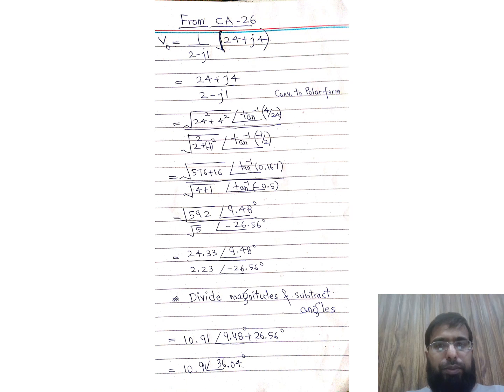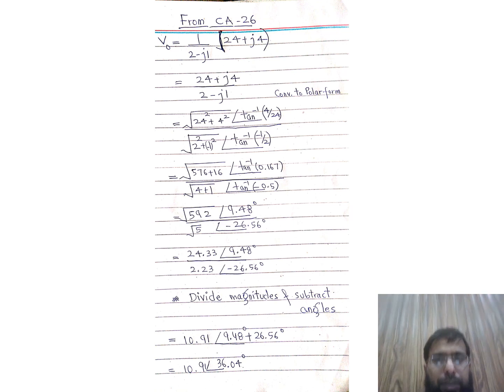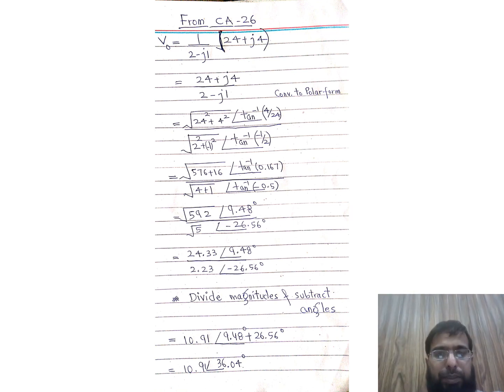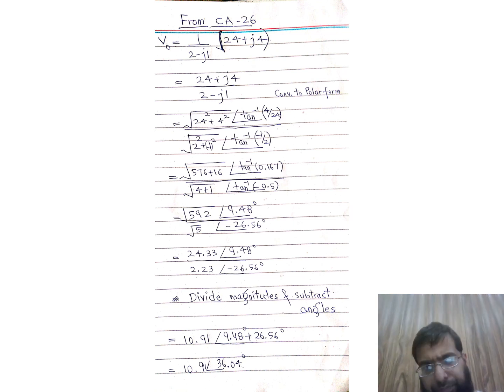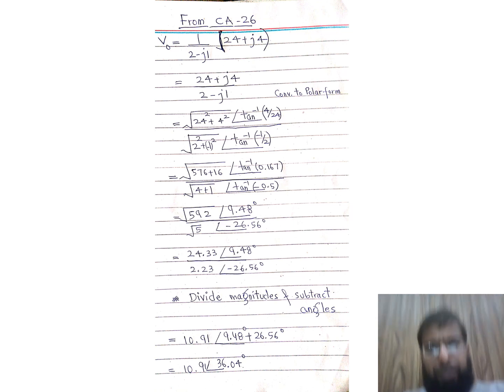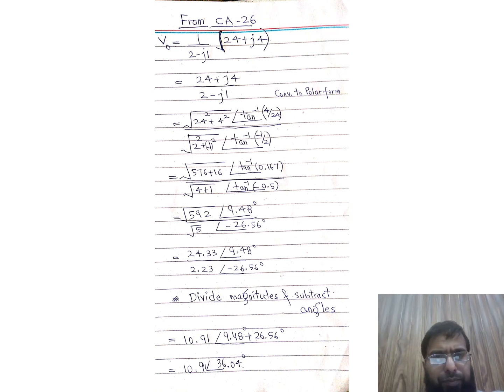This ratio was taken from lecture CA26. We already know that the ratio is easier to solve if the two complex numbers are in their polar forms. But here we have the two numbers in rectangular form. So the first thing that we are supposed to do is to convert them into polar form.